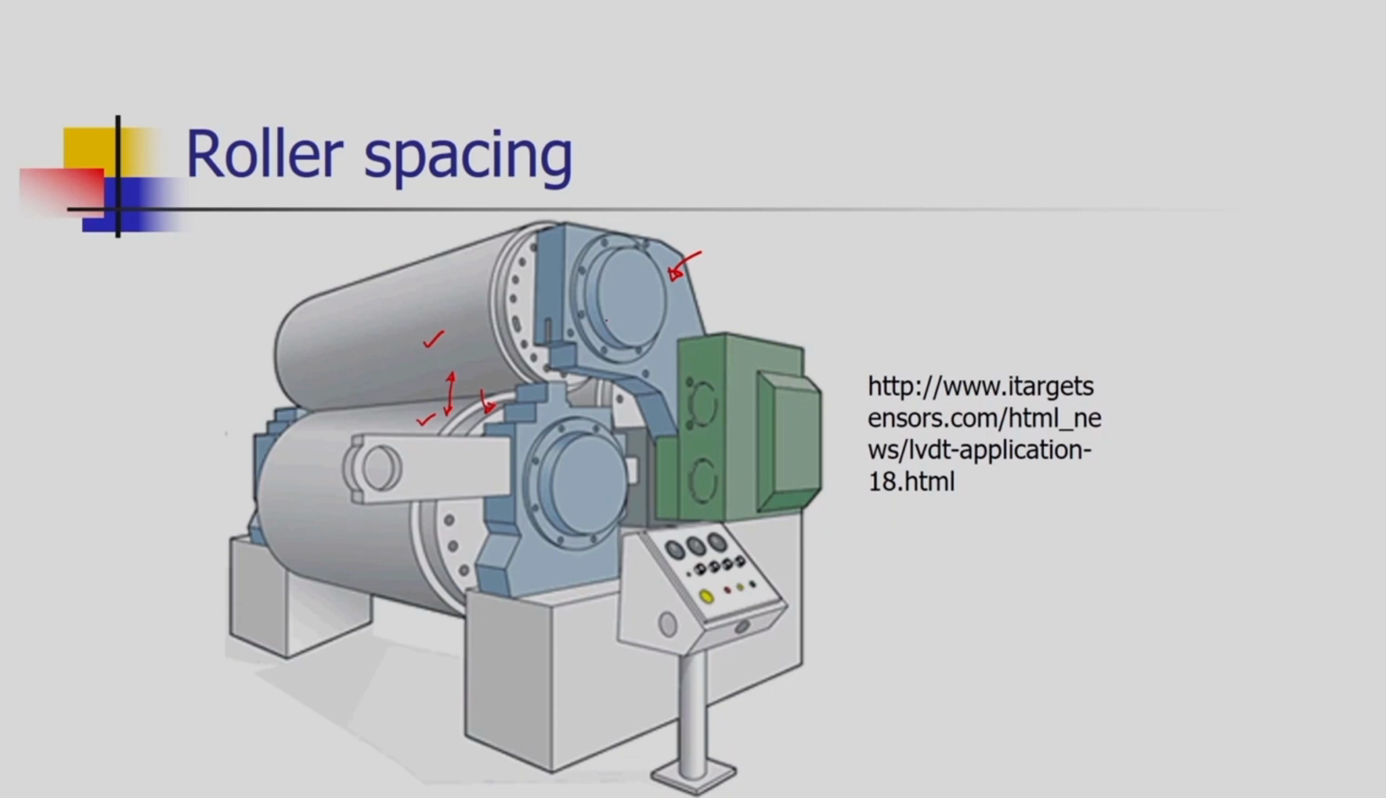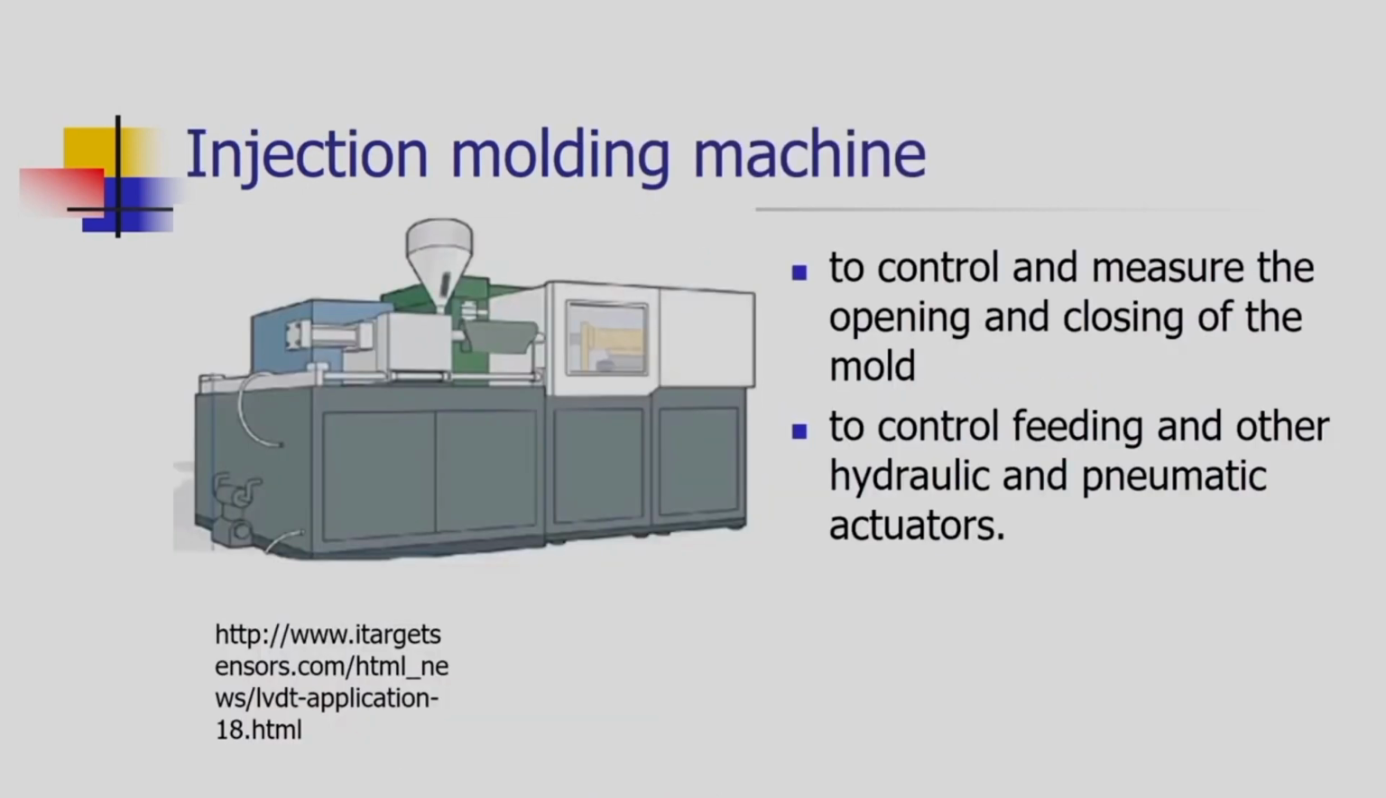So, when we move mechanically, we have to monitor whether the movement is appropriate, whether the movement is desired. So, to monitor that movement, we are using a LVDT sensor. If there is an excessive movement of the upper roller, that will affect the quality of the product. So, to restrict that extra movement due to the inertia of these rollers, we are using the LVDT sensors.